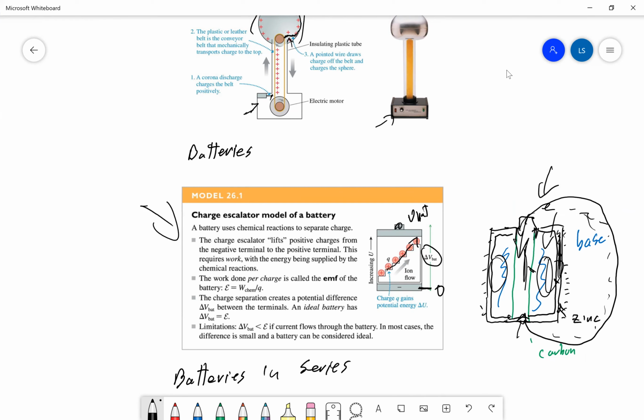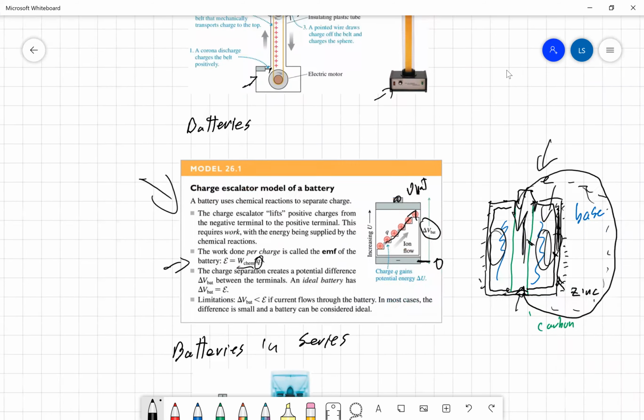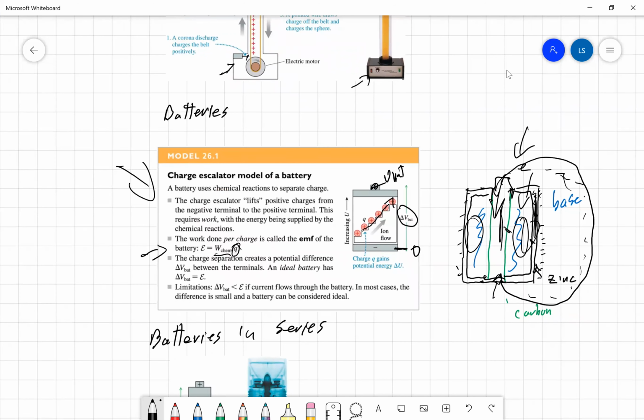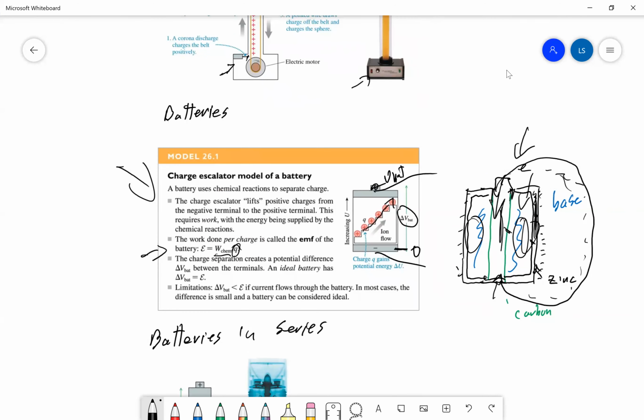Now, historically speaking, people thought that this worked because of something they called the electromotive force, which isn't really a force, but it still shows up in that we talk about the EMF of the battery, or the potential across the battery, which is the work done by the chemicals divided by a given charge. The EMF of the battery is going to be the potential difference when you measure across the terminals using a multimeter.